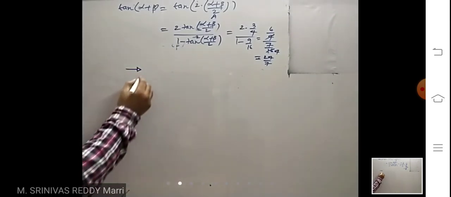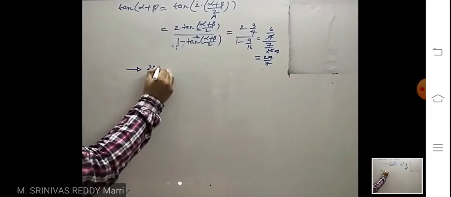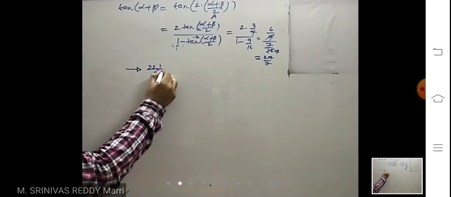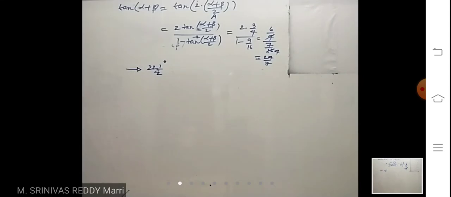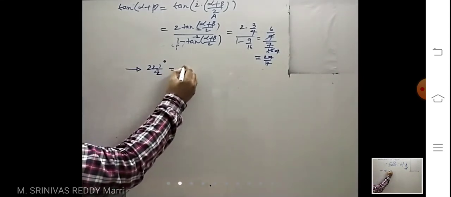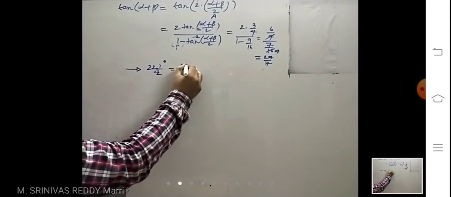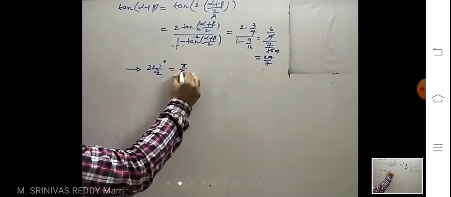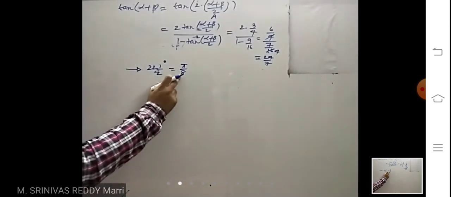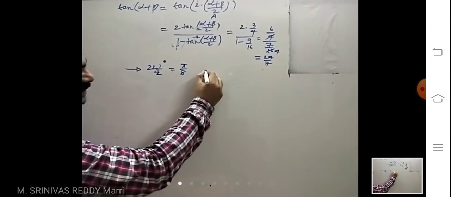Look at some standard angles. You remember these values for 22.5 degree. 22.5 degree means half of 45, 45 by 2. This is called pi by 8. 45 by 2 means pi by 4 divided by 2. Pi by 8, these you remember.